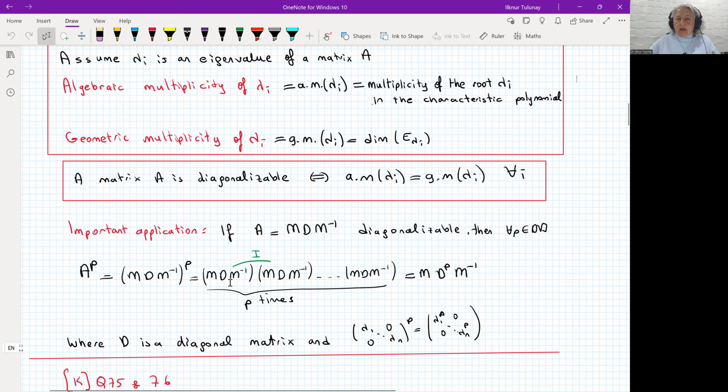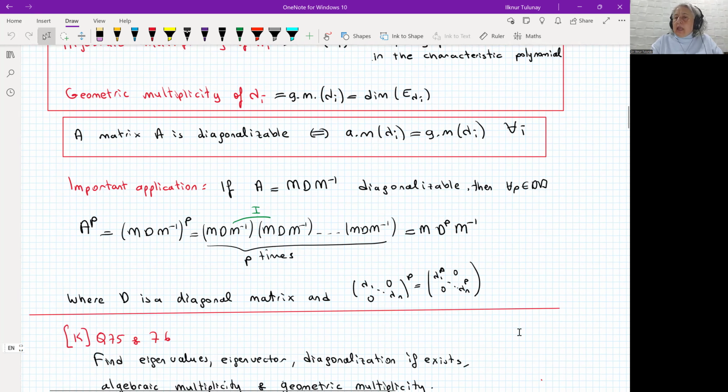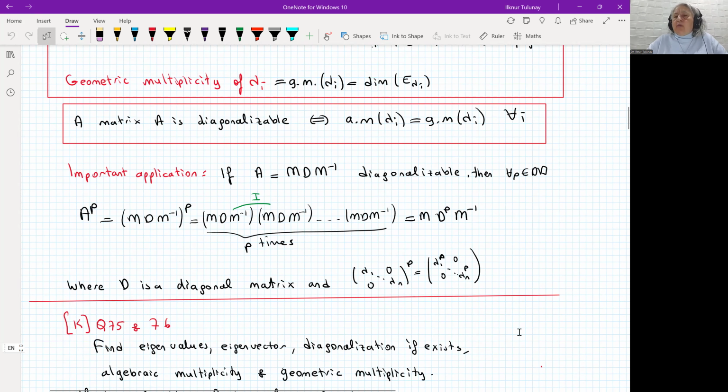But each time, these middle terms will give you the identity, because this is M inverse M, M inverse M, M inverse M. All of them will be just an identity. And then you will have only one M in the beginning and M inverse in the end. In the middle, you will have D to the p. And taking the p-th power of a diagonal matrix is very easy. It will be just the p-th power of the diagonal entries. So this is an important application for diagonalizable matrices.